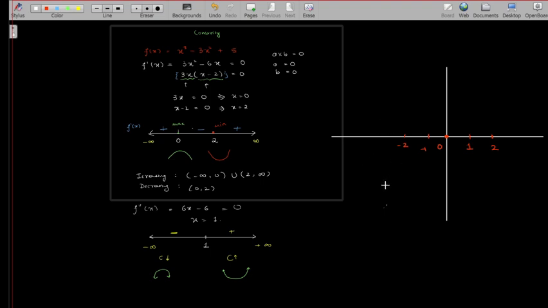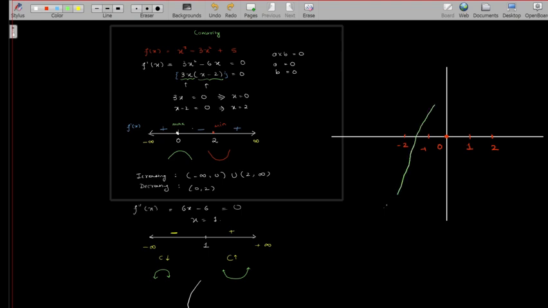So we know that from negative infinity, it is increasing all the way up to 0, and its shape is concave down. So it will be kind of like this all the way up to 1. So I'm going to start it from here. Let me change the color. So it is coming all the way up from negative infinity.